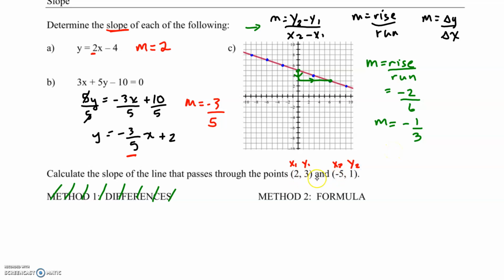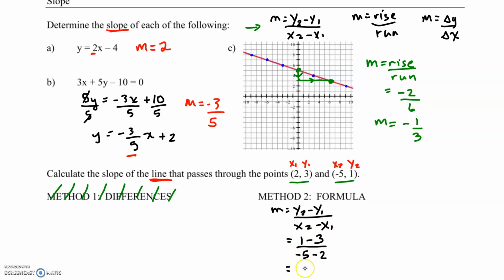Now these 2 points are on a line, just like the 2 points we used up here are on a line. We just don't happen to have a graph of these points, and so that's why we're going to find the slope using that slope formula. All right, so let's start by writing the formula down, and now we're going to sub in. So y2 is 1 minus y1 is 3, x2 is -5, and x1 is -2.